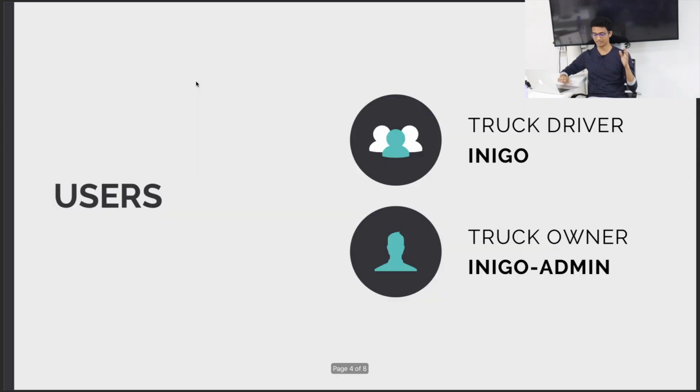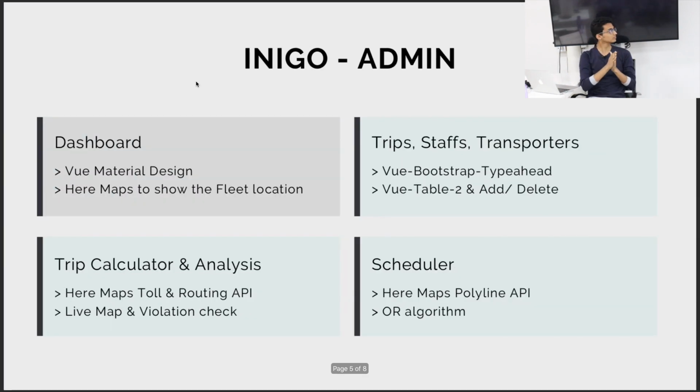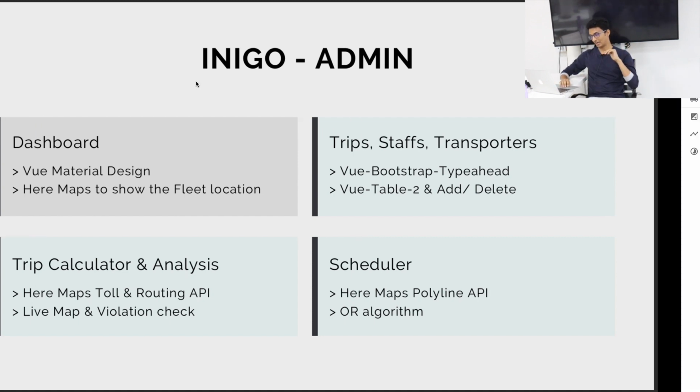Coming to the technical part, majorly there are two parts of the application. One is for the truck driver and one is for the truck owner. That is Inigo and Inigo Admin, and I'll try to cover the features over there. Inigo Admin consists of the dashboard, trips, staffs, transporters, trip calculator, and analysis scheduler, everything. So I'll go to the application directly.